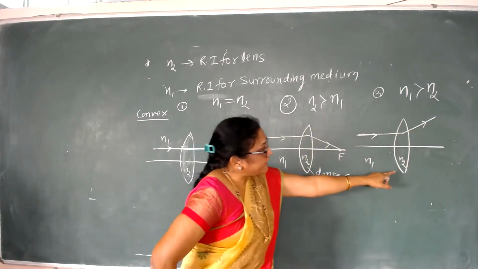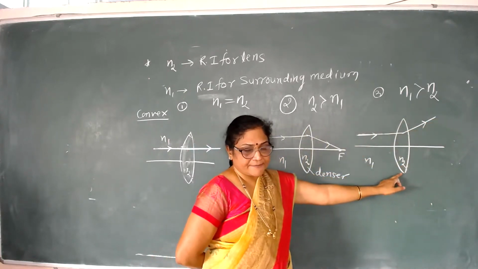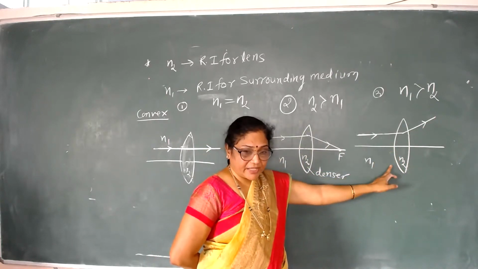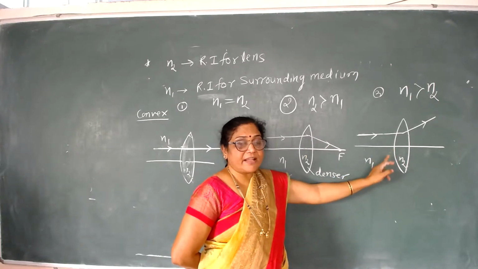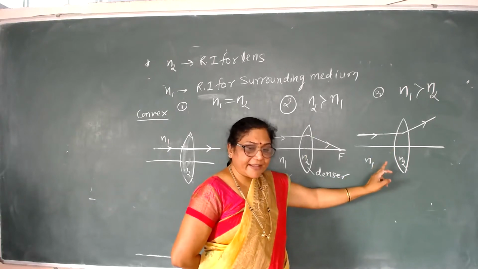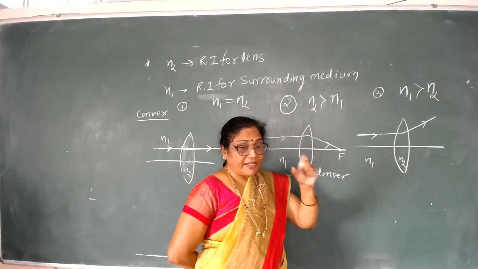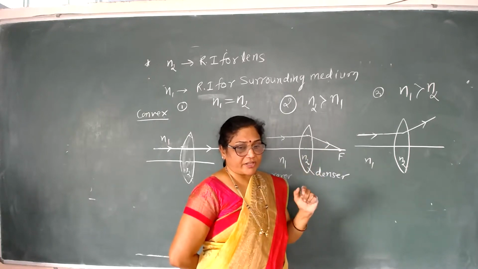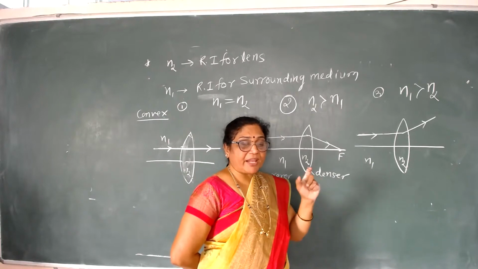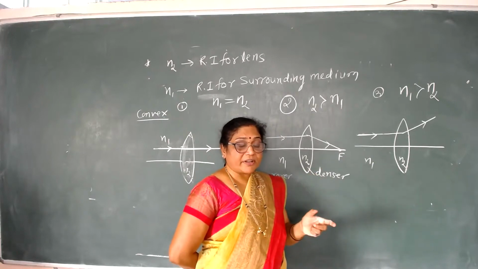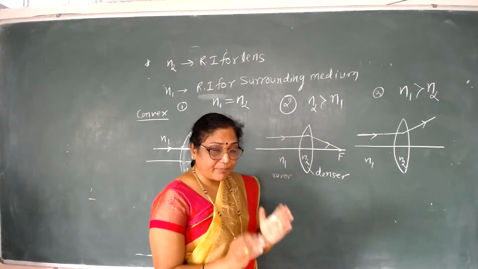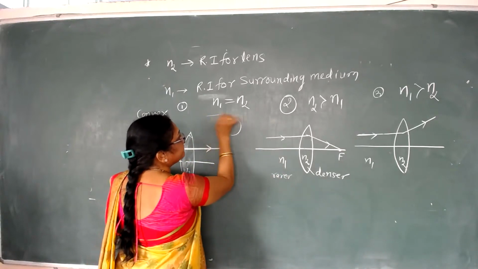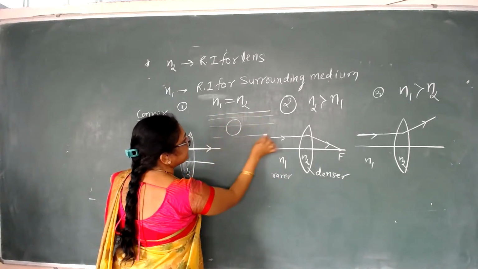So here the convex lens works as a concave lens. Remember that the convex lens works as a concave lens when it is placed in a denser medium. We know that a small air bubble inside water works as a concave lens, because the refractive index of air is less as compared to water. Suppose this is the air bubble which is placed in the water.